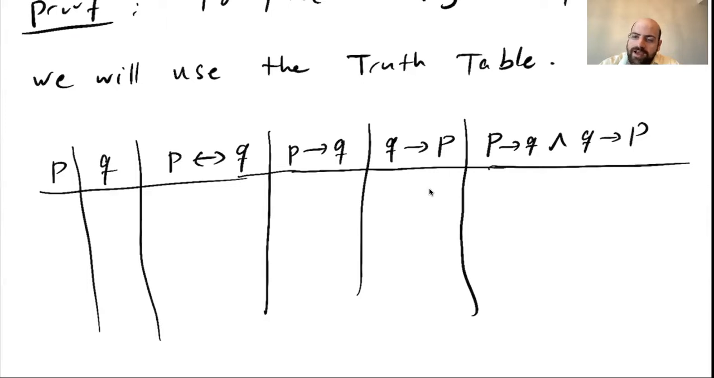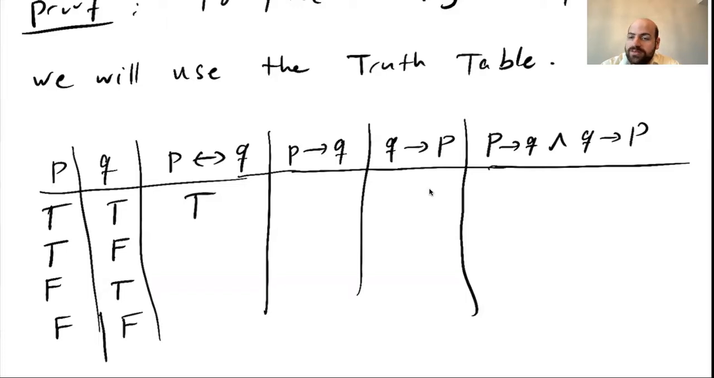Okay, so again, I have four possibilities like always. Both of them could be true, or P true, Q false, or P false, Q true, or both of them could be false. Okay, and then for if and only if, we say that it's true if both of them are true, so in this case it will be true, or it's true if both of them are false, so in this case it will be also true, and otherwise it will be false. Now let's look at P implies Q. P implies Q, if both of them are true, is true. Q implies P, both of them are true, again it will be true.